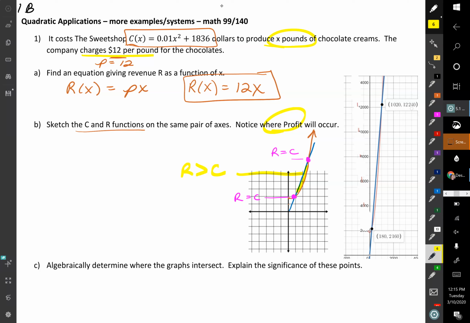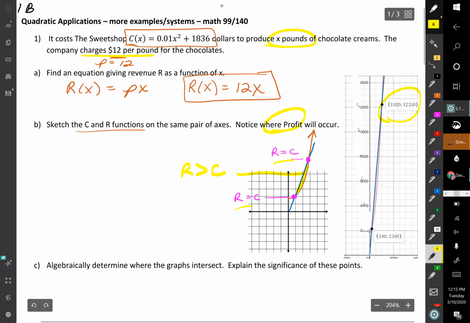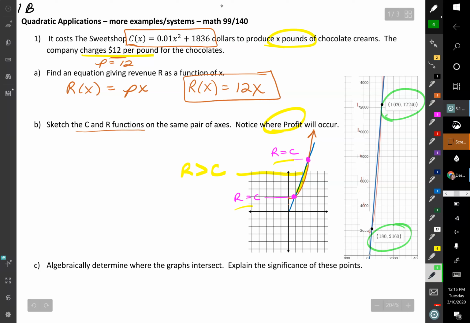So the graph can show us where the points of intersection are, and we just talked about what those mean. That's when revenue does equal the cost, or another way to word that is zero profit. You can pop the things into Desmos like I did, and you can find your points of intersection. Okay, so you would get your x values. We're going to get 180 and 1020.